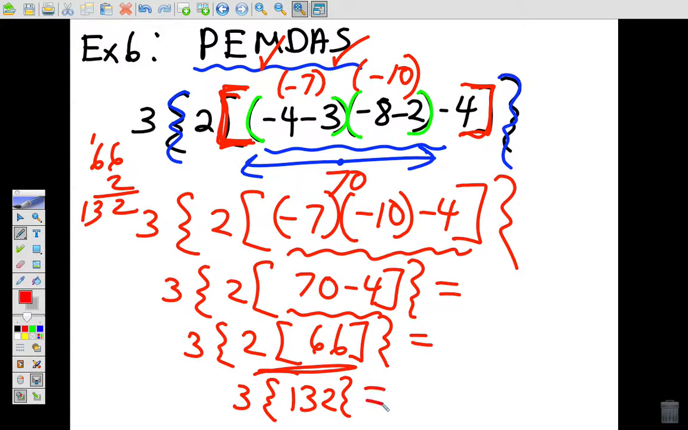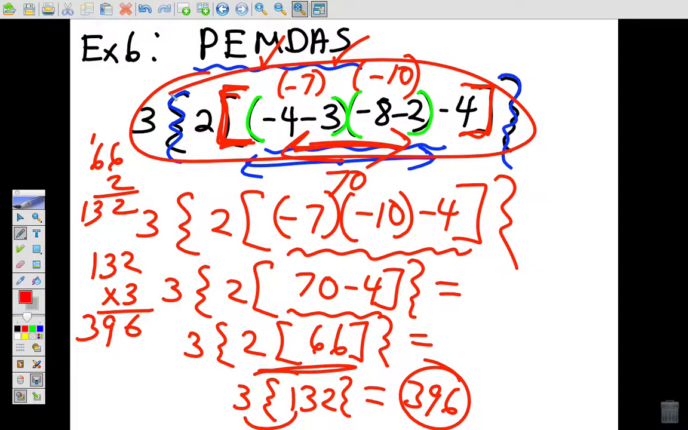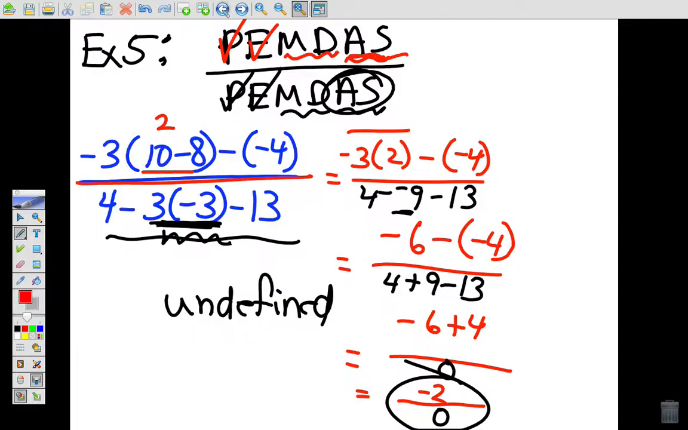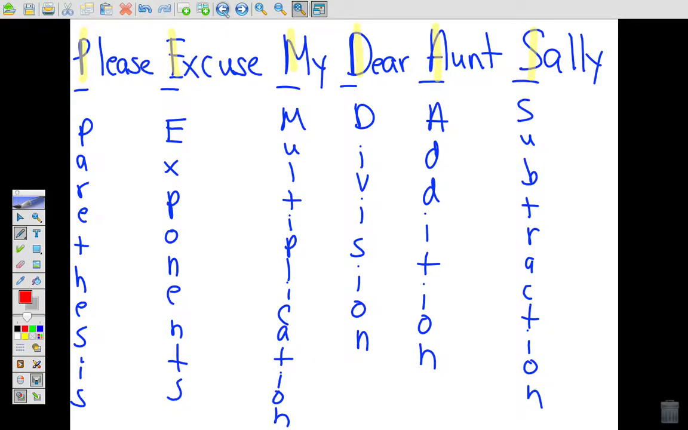Now here, the braces really are showing multiplication now. So you're going to take 3 times 132. And we get 396. So a little harder problem. You work your way from the inside out. And you've got to write it out. There's just no way you can take a calculator and figure this out without writing some of the steps out. So the whole idea here was order of operations and a review of PEMDAS, or please excuse my dear Aunt Sally.